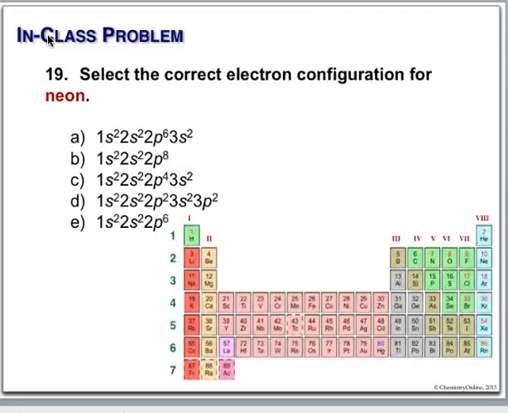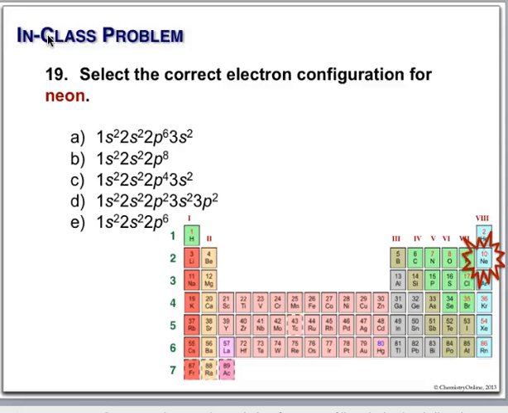Which of these is neon? Neon, we remember, is one of our inert gases, isn't it? It's right here in our second period. That means that we have filled up our first period. That's 1s2. Well, all these are 1s2. We have filled up the s orbitals in our second period. They're all 2s2.